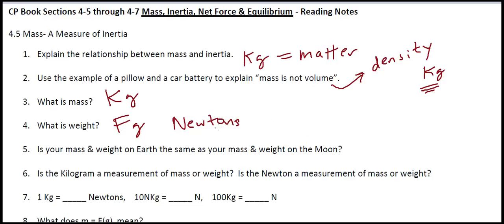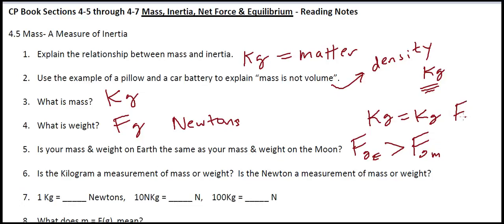Is your mass and weight on Earth the same as your mass and weight on the moon? Your mass is the same everywhere, so your kilograms are always going to be the same. But the force of gravity on the Earth is greater than the force of gravity on the moon. Of course, if you're out in space, there's no net gravity in space.